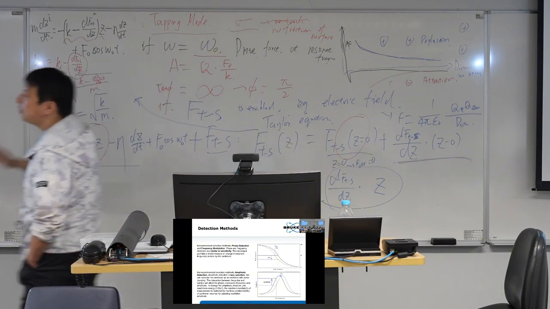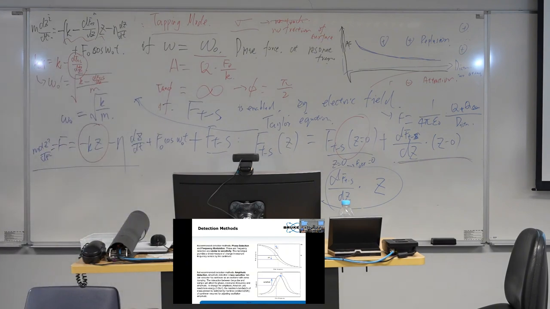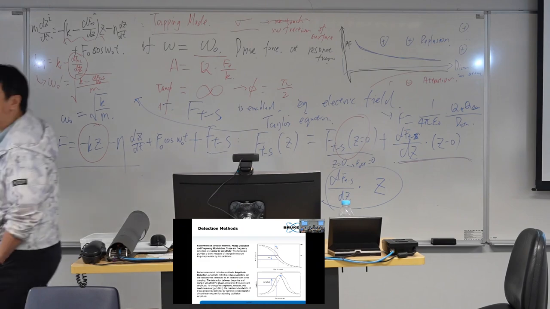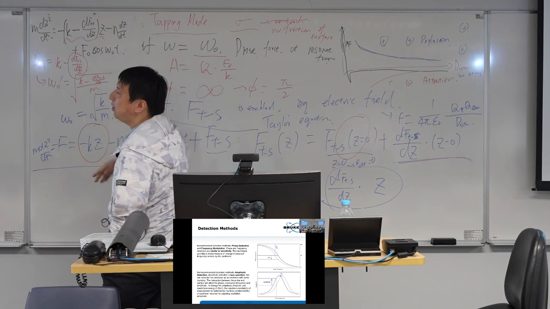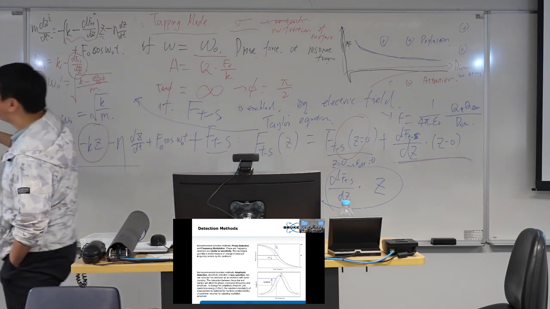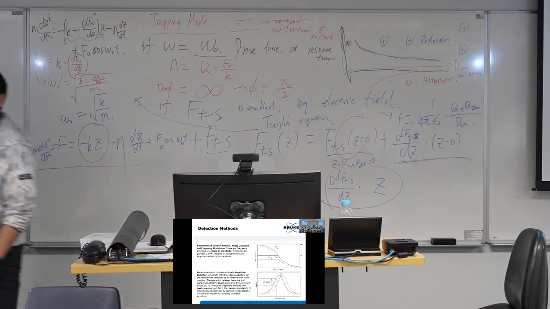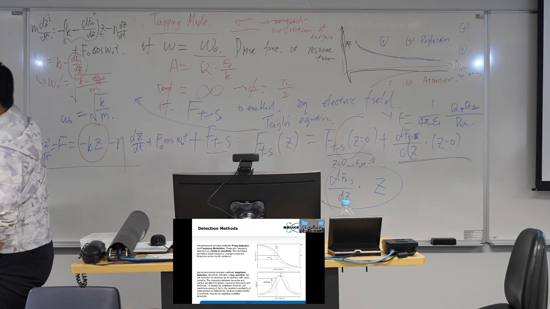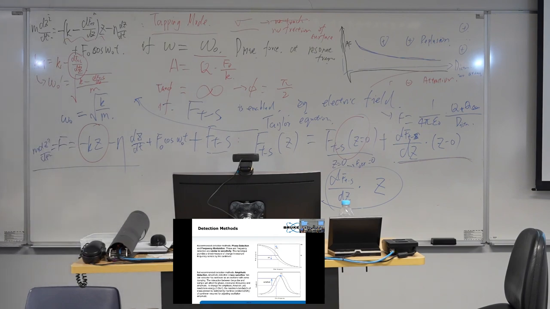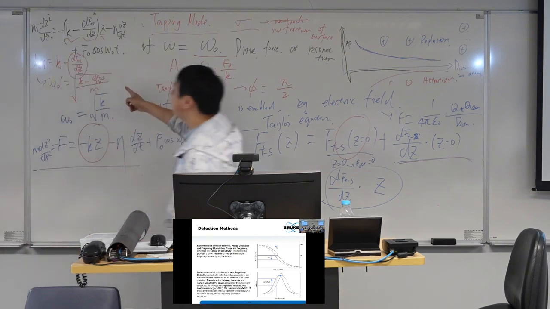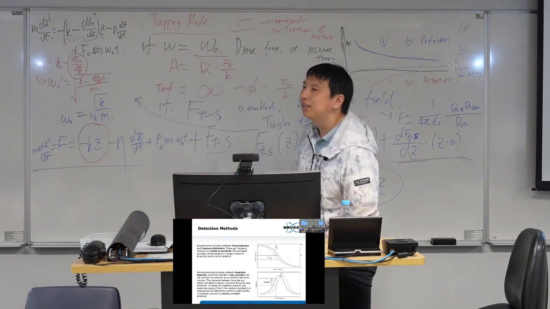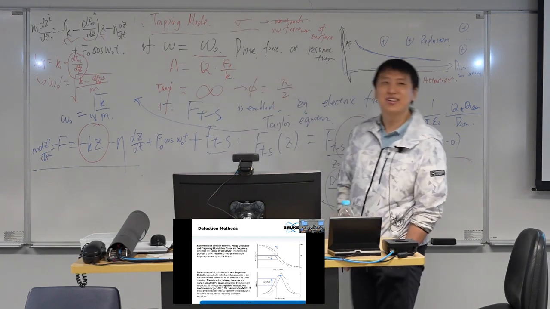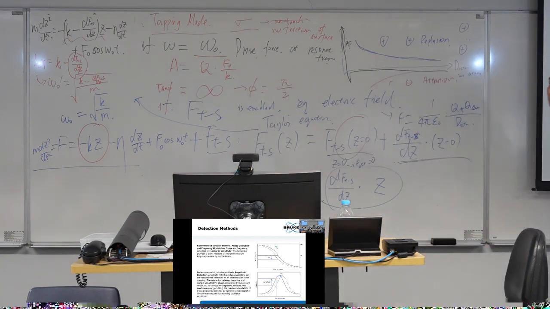But we drive the probe to oscillate at its original resonance frequency. If the resonance frequency shifts a little bit, it will definitely change the amplitude and phase. We detect the phase and amplitude, then we can know how the frequency shifts. And then from this equation, we get the gradient of this electric field force. Okay, that's the whole idea of our detection method.